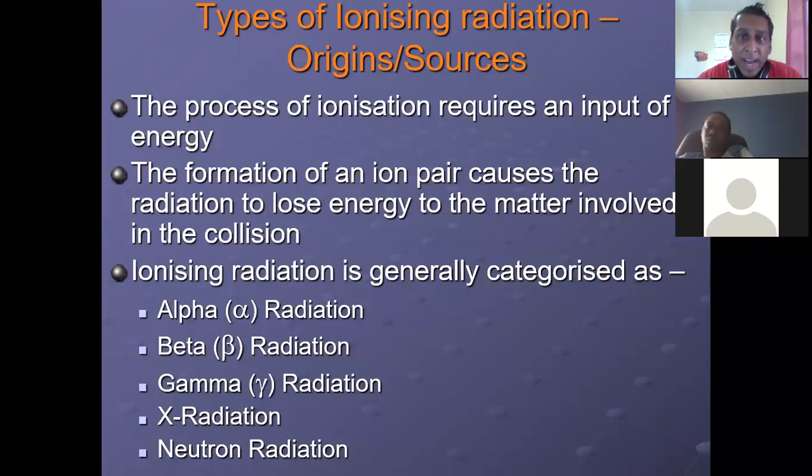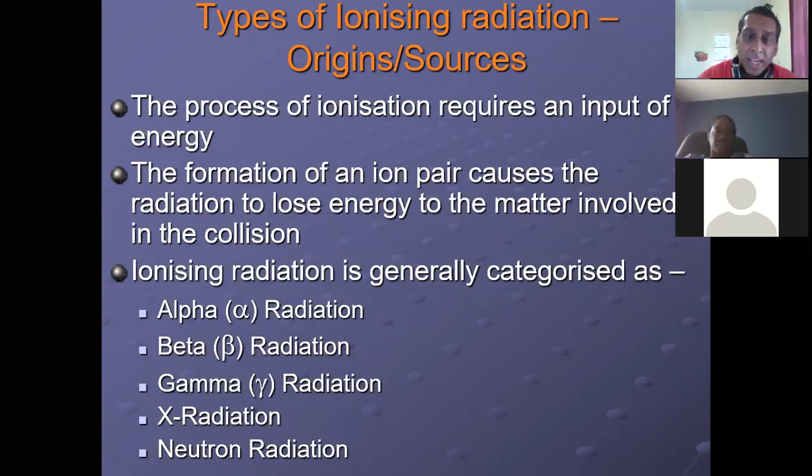So the process of ionization, which we just explained, the gaining and the losing of electrons, requires an input of energy. Now, where the energy comes from, scientists are not sure. They say it just happens. The formation of an ion pair causes the radiation to lose energy to the matter involved in the collision. And that is where we get the waste energy, and that is where we get the ionizing radiation from.